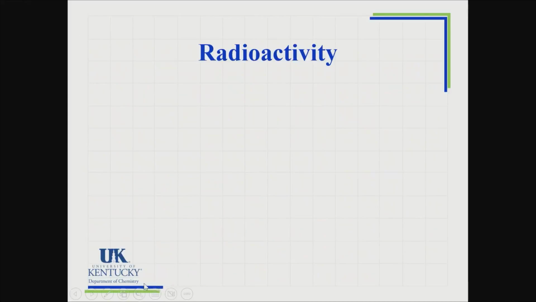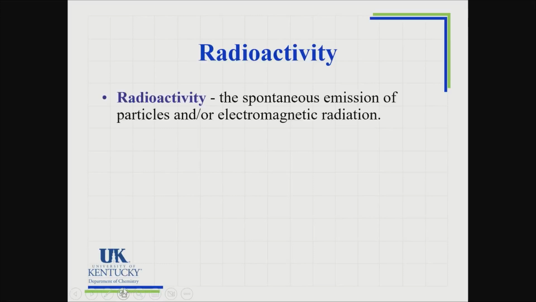So I said that one type of nuclear reaction is radioactivity, so let us define that. Radioactivity is the spontaneous emission of particles and or electromagnetic radiation. If a nucleus spontaneously undergoes a nuclear reaction, then that is what we call radioactivity. Why would something do this? Well, it's because the nucleus of that atom is unstable. So if it's unstable, it will not stay the way it is. It will spontaneously try to get to a stable state by undergoing radioactivity.